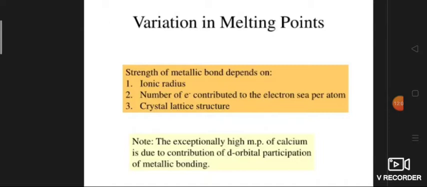The metallic bonding between these elements is weak, so these elements have low melting and boiling points. The melting and boiling points decrease on moving down the group. Compared to cesium, lithium has a higher melting point due to decrease in the extent of metallic bonding. So these are the few variations.